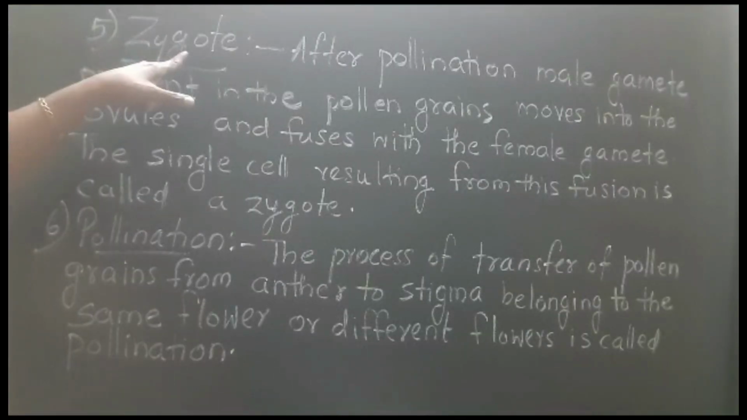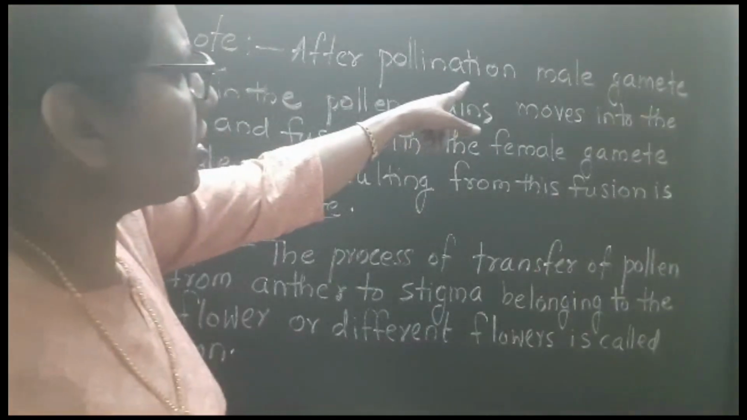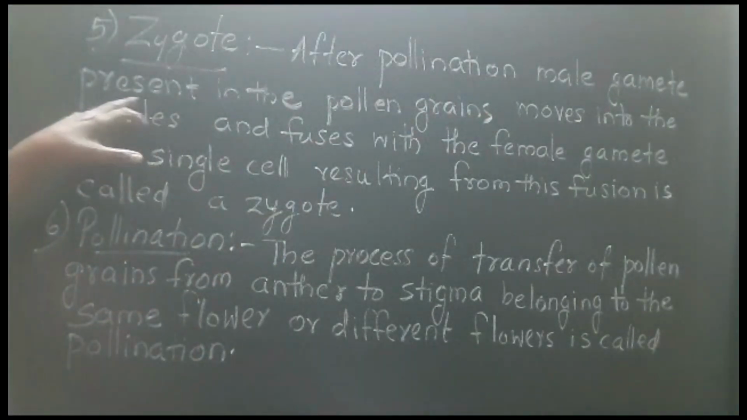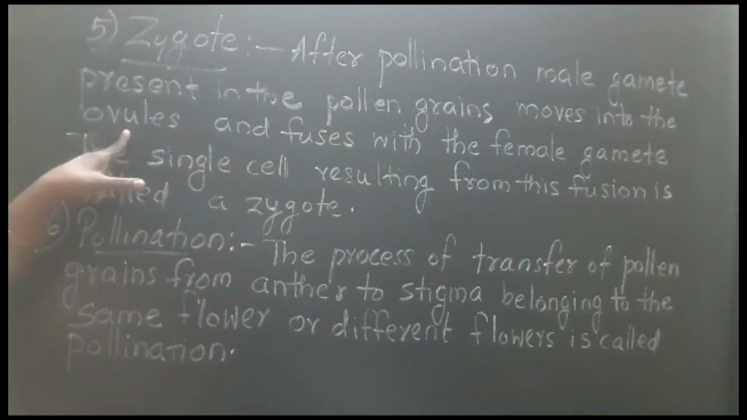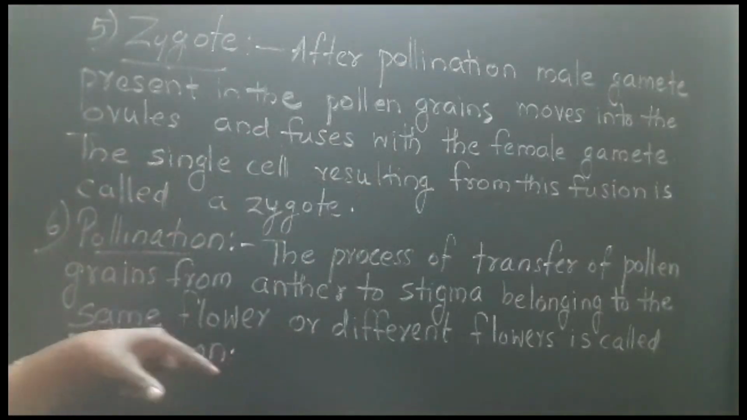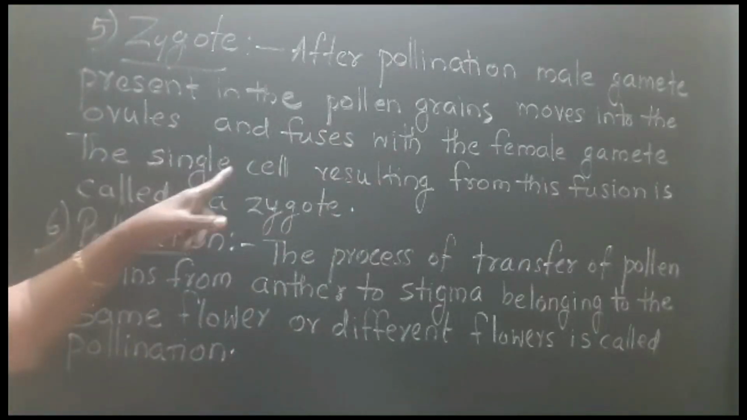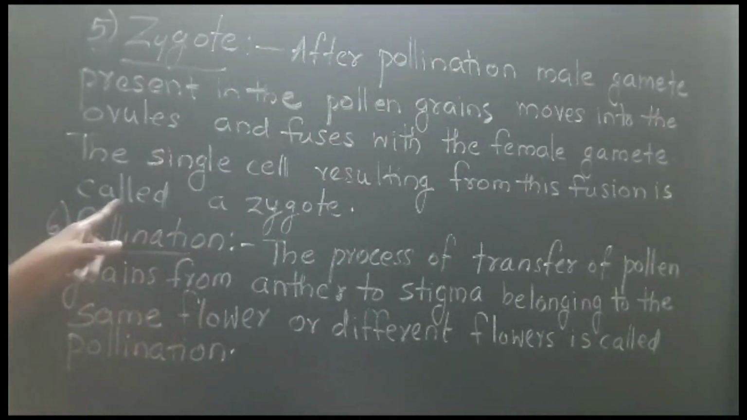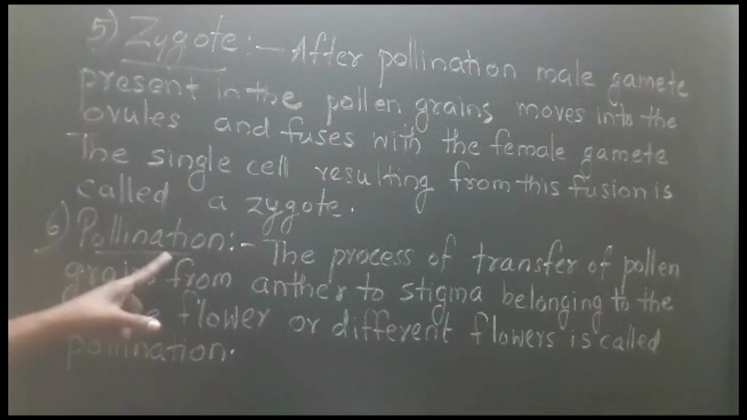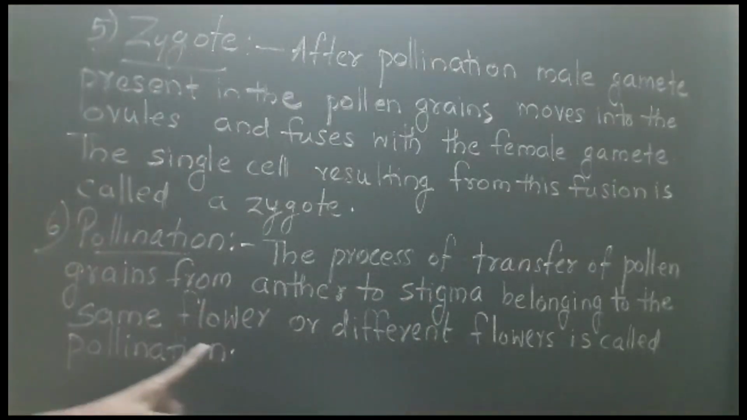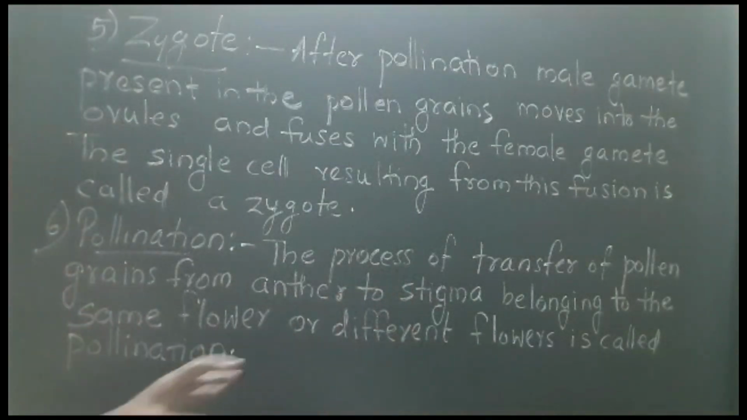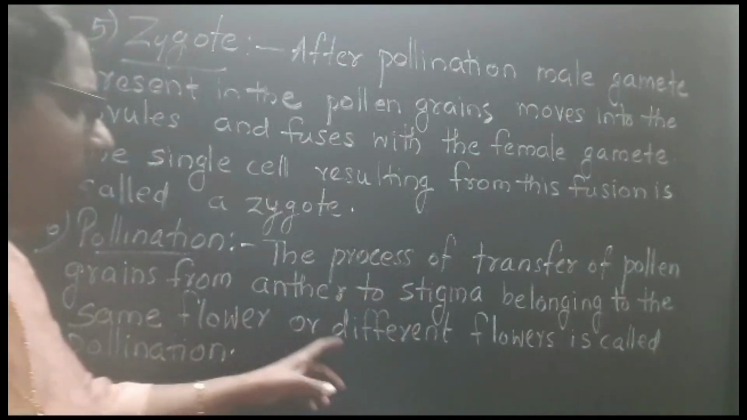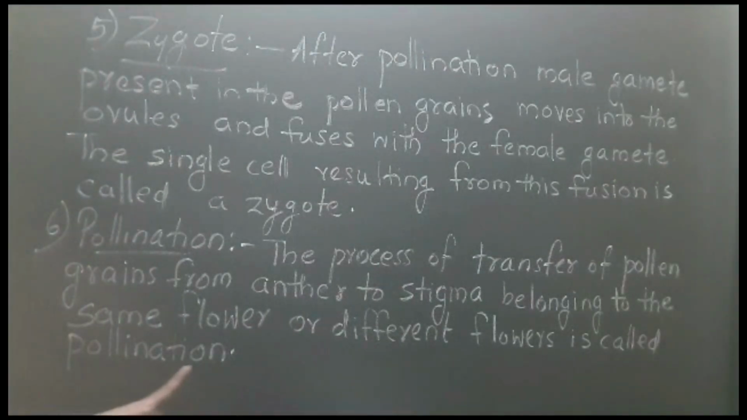Number 5, zygote. After pollination, male gamete present in the pollen grains moves into the ovules and fuses with the female gamete. The single cell resulting from this fusion is called a zygote. 6, pollination. The process of transfer of pollen grains from anther to stigma belonging to the same flower or different flowers is called pollination.